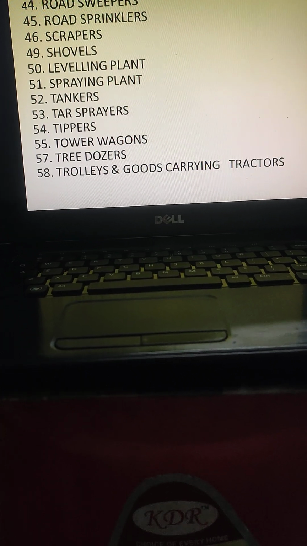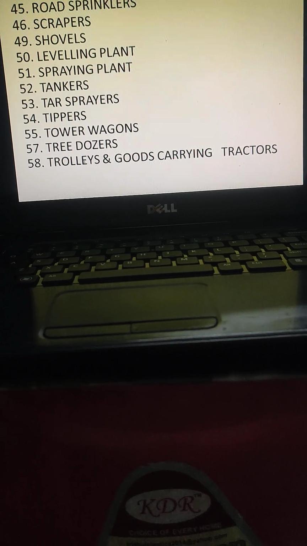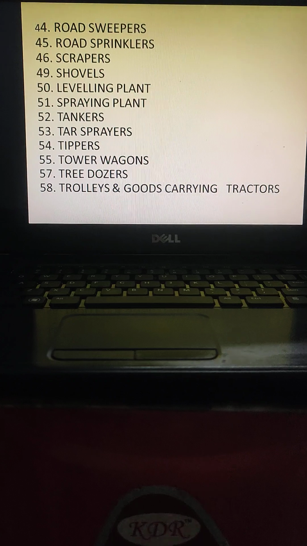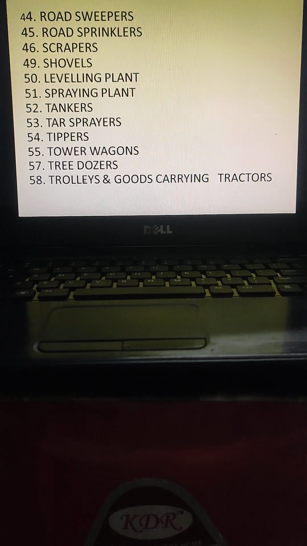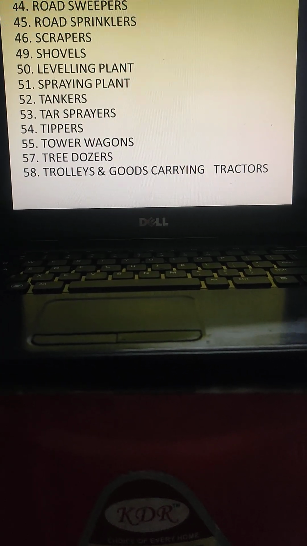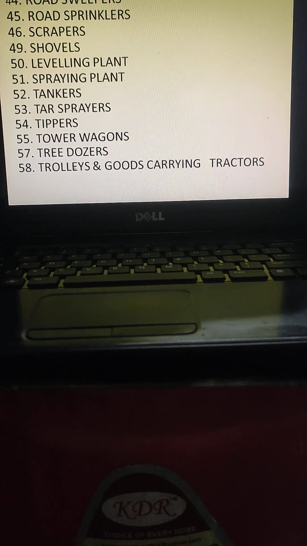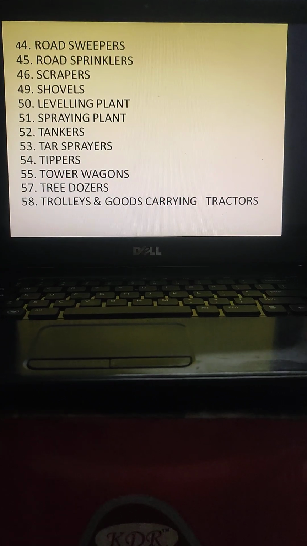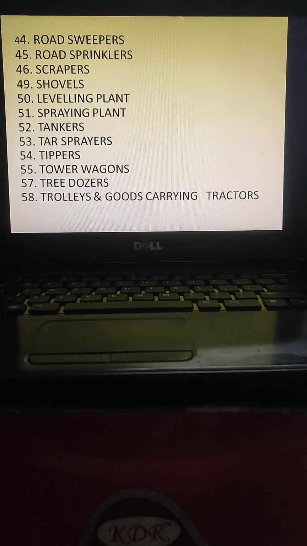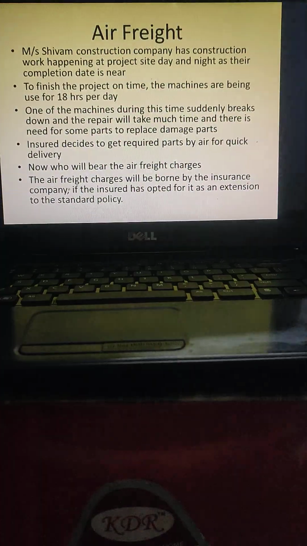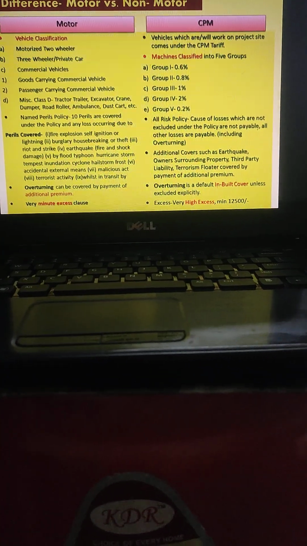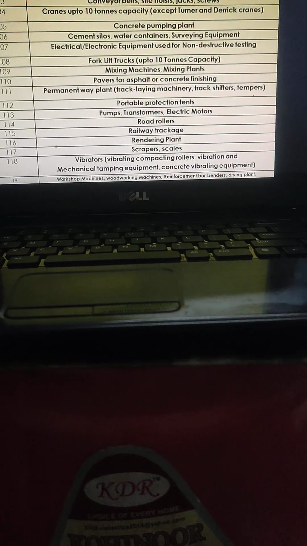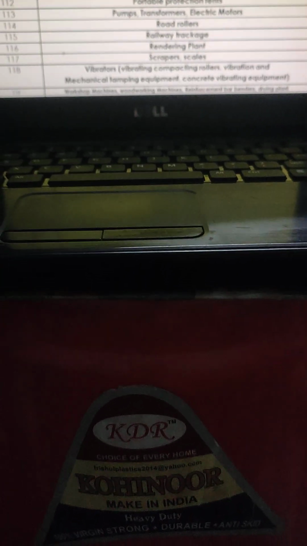So if these are registered with the RTO, then in that case the policy will be issued under the motor section. If they are not registered, then the insurance company will insure them under the CPM section on the current replacement value, without IDV, without NCB, and under the respective group, because there is no classification like motor. So this is just different to the motor insurance.